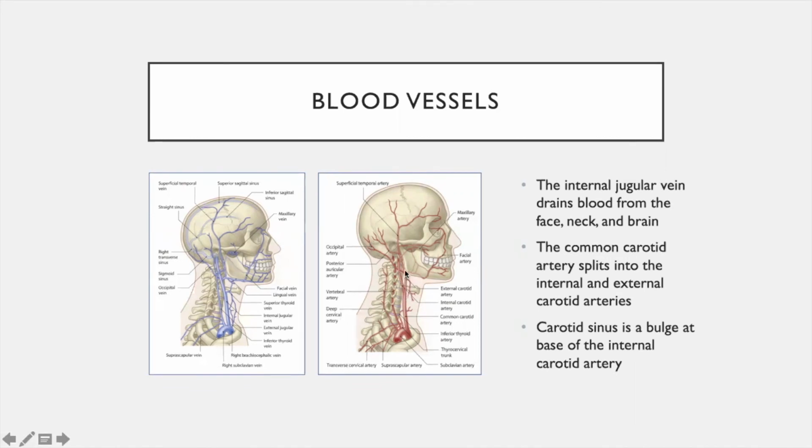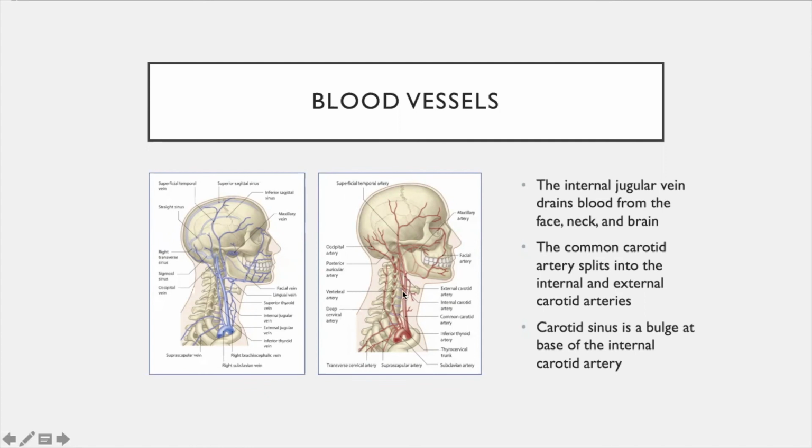As a rule of thumb that I work by, the external carotid artery supplies blood to the external structures of the face, mostly those outside of the skull. Conversely, the internal carotid artery supplies blood to all the structures inside the skull.